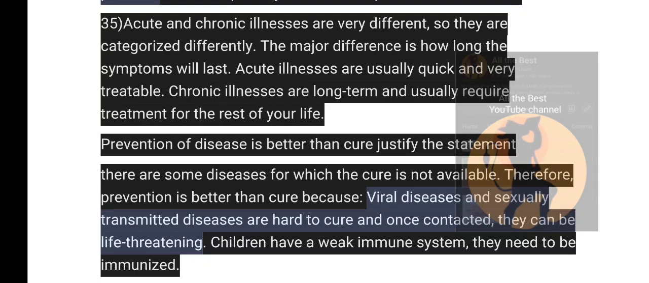See, acute illnesses are usually quick and very treatable, like common cold, cough and headache and all. So chronic illnesses are for a long time, usually requiring treatment for the rest of your life. For example, kidney failure, or cancer, and all these come under the chronic illnesses.